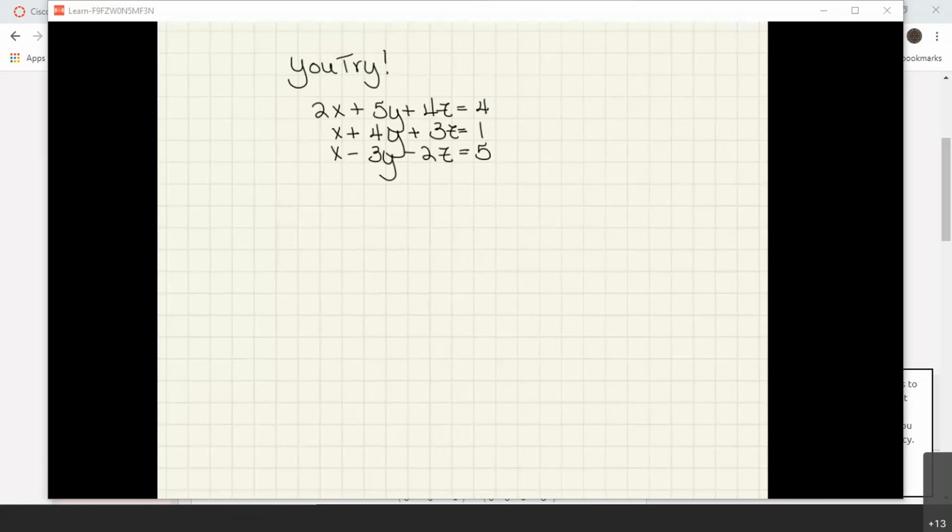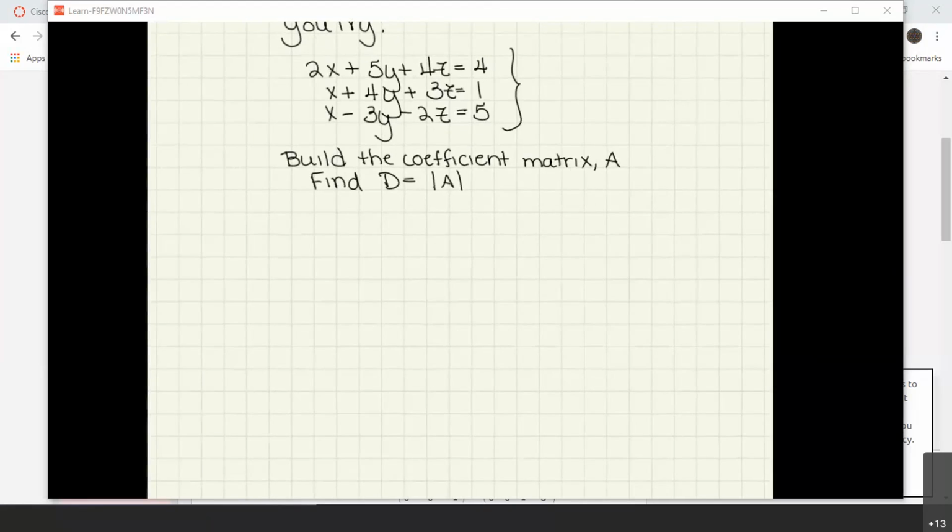So here's a system of equations. And what I need you to do is to build the coefficient matrix, A, then find D, which equals the determinant of A. Then, using the information from Cramer's rule, also build the matrices for X, Y, and Z, and then find D sub X, D sub Y, D sub Z.